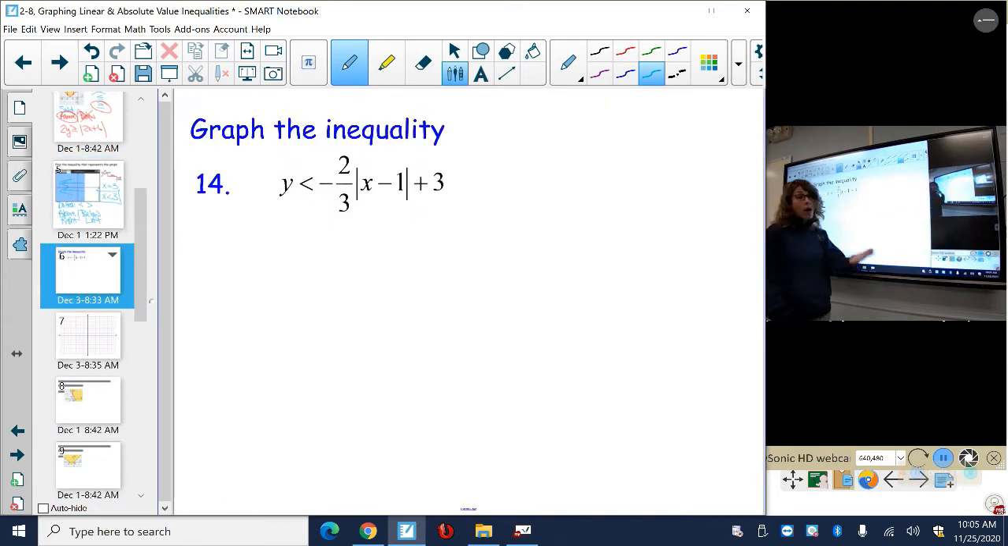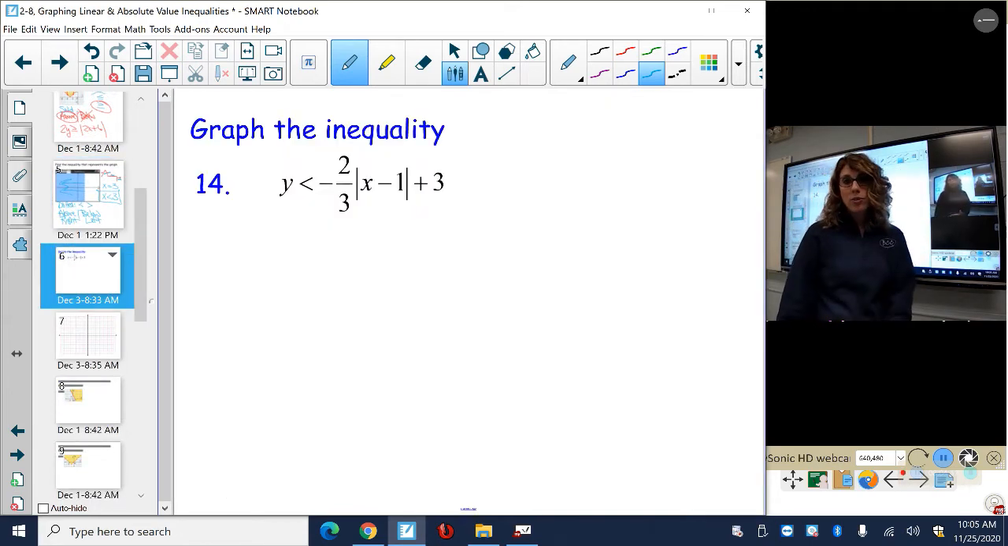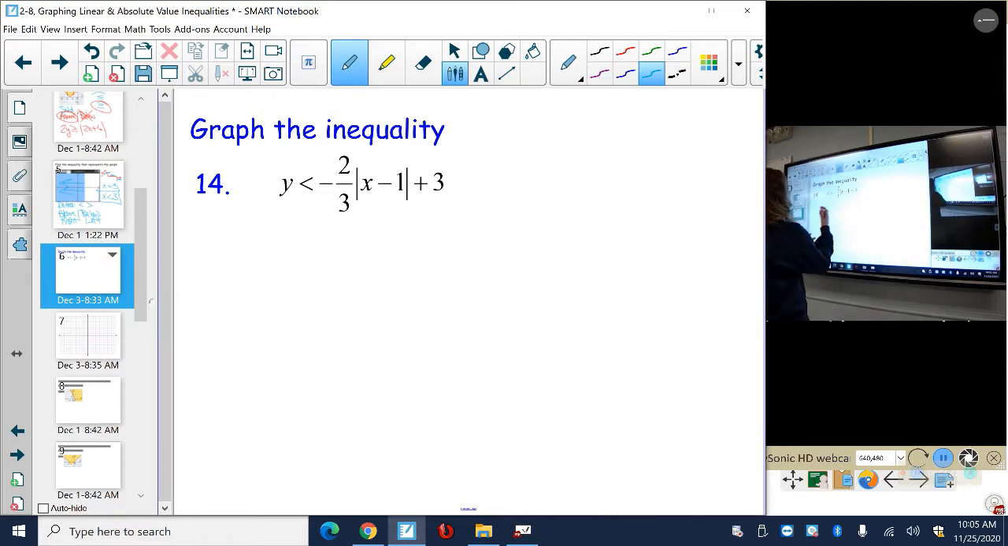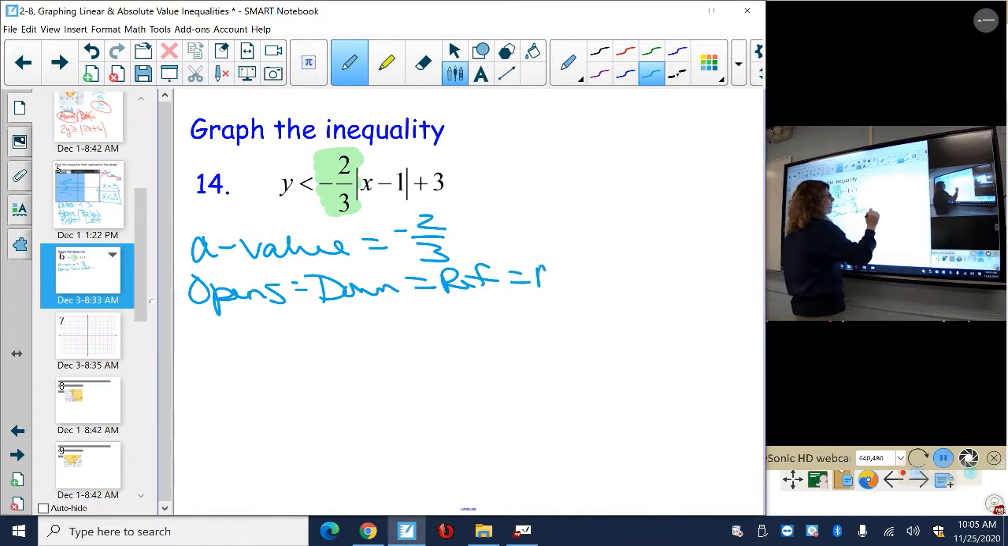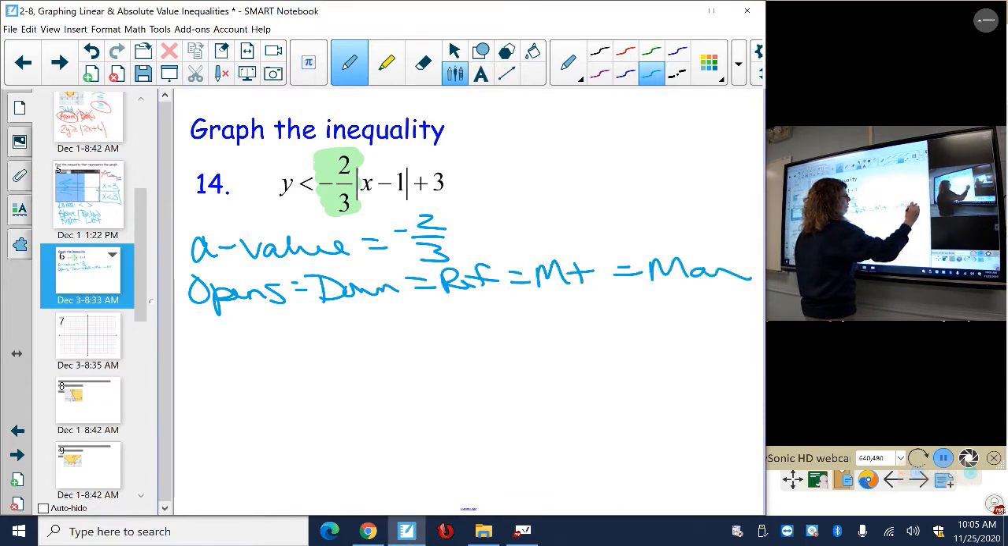All right, so now, how do I actually graph an absolute value inequality? Well, we just learned about how to graph absolute values, so now we're going to go right back to that. So we're going to go back and say, what is my a value? My a value is negative 2/3. What does that mean? That means it opens down, it is reflected, it is a mountain, and it has a maximum.